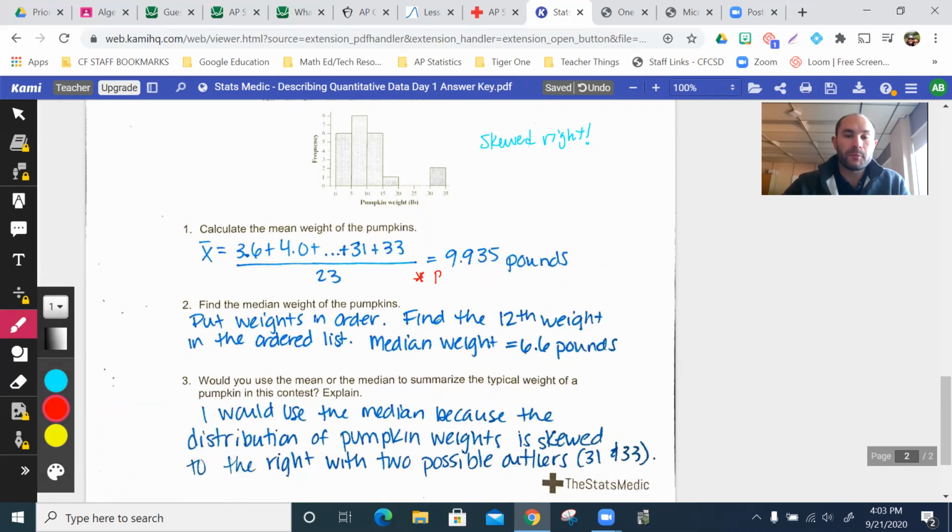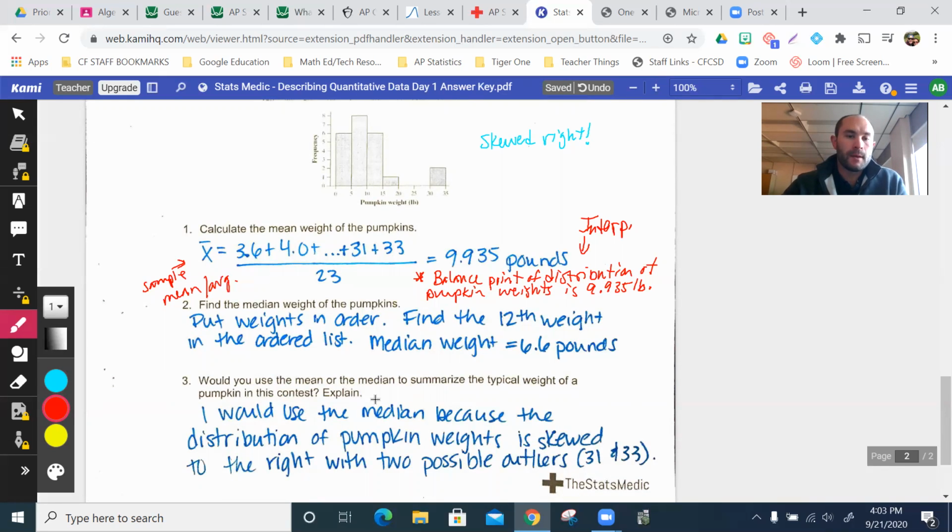This means that the balance point of the distribution of pumpkin weights is 9.935 pounds. Okay, that's the interpretation of the mean, and that's x-bar. This is your sample mean, or the mean from your sample, the average from your sample.